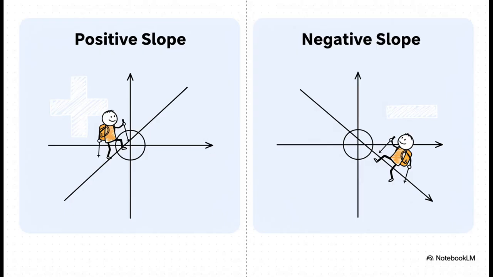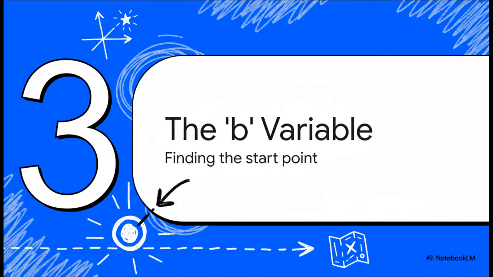That's it. And the sign of that number tells you everything about the direction. If your line is climbing uphill as you look at it from left to right, you're going to have a positive slope. Makes sense, right? If it's heading downhill, you guessed it, you're going to have a negative slope. The sign literally points the way. All right, so we've totally decoded m. We get steepness, we get the rate of change.